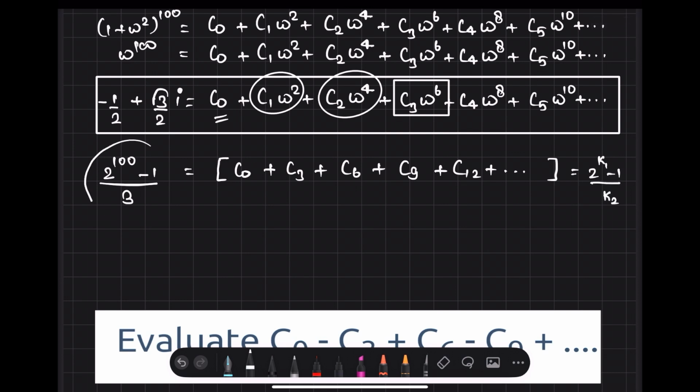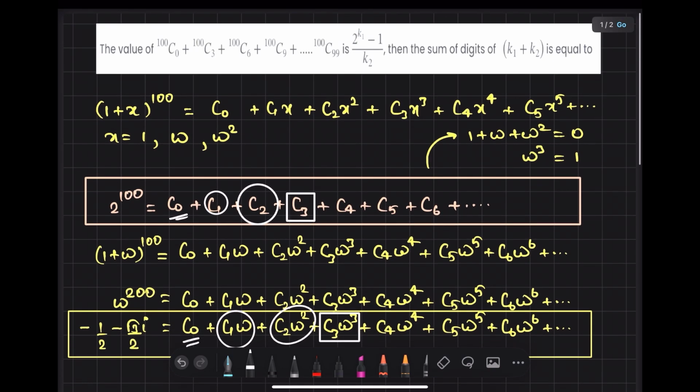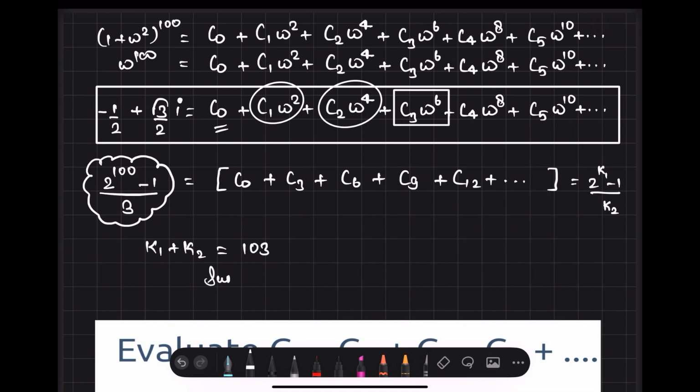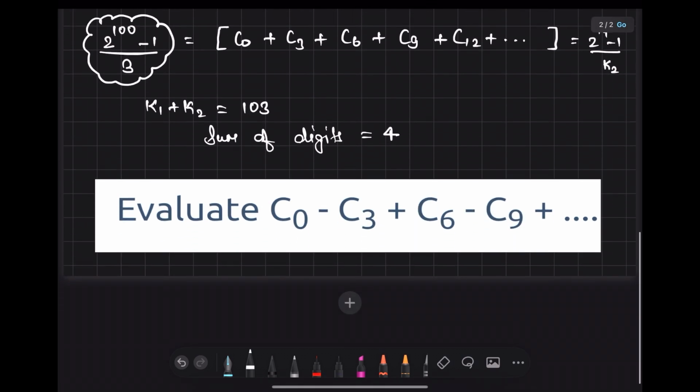So now we can compare this thing with this thing. What do we need? We need the sum of digits of k1 plus k2. So k1 plus k2 is what? 103. So the sum of digits will become what? The sum of digits will be 4. Okay, 1 plus 0 plus 3.